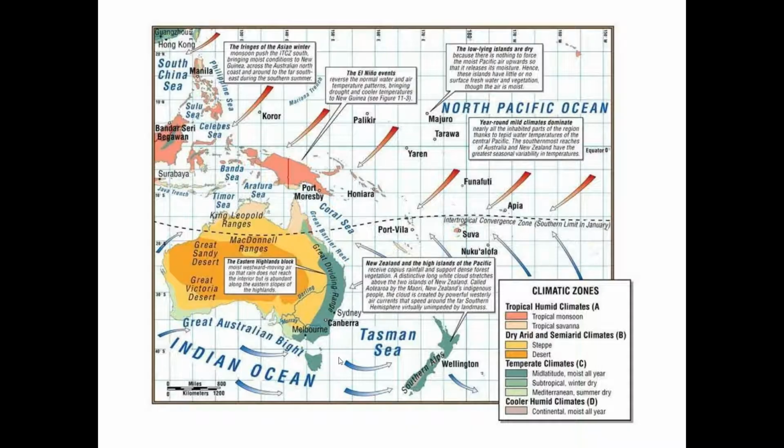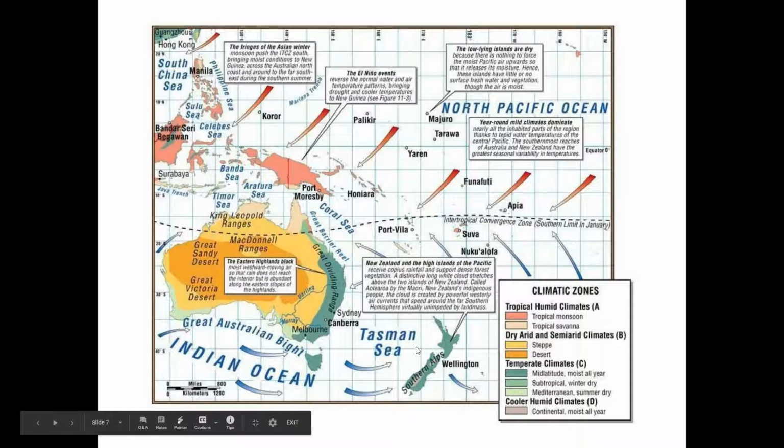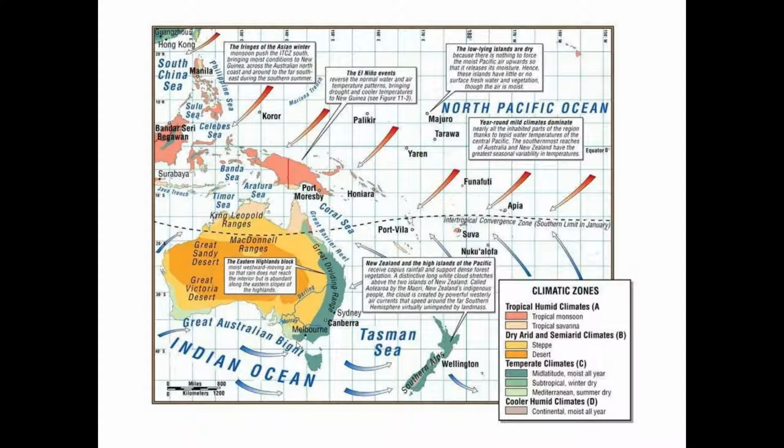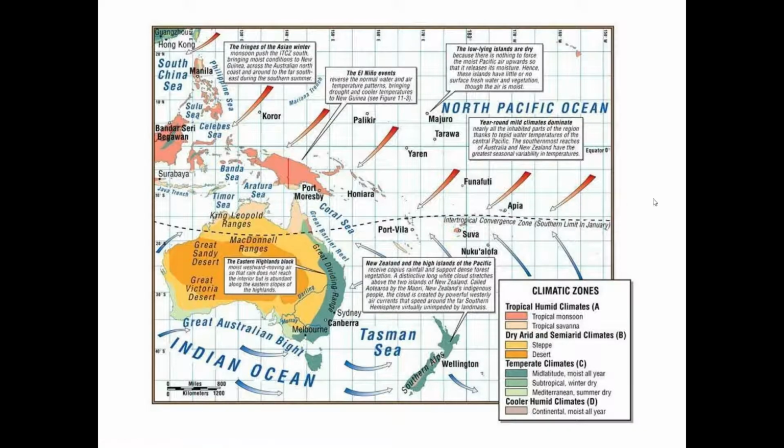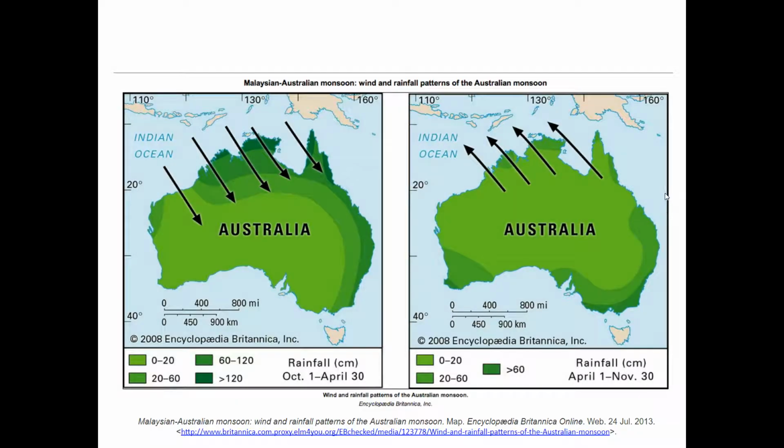Now if you look at New Zealand over here as well, you'll notice that the very eastern side of Australia has sort of a temperate climate, right? So it's pretty wet all year round. Same thing in New Zealand over here as well. And Australia has a really year-round monsoon cycle season, right?